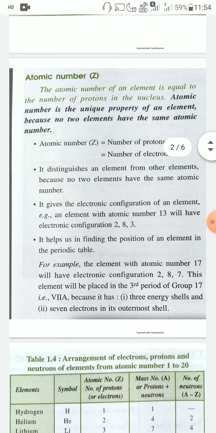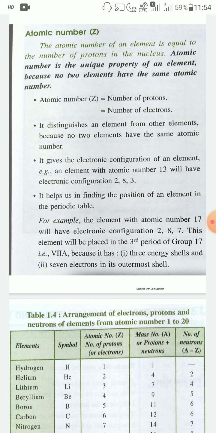Now, some terms you have already learned in lower classes: atomic number. Atomic number is the number of protons in the nucleus of an element. Atomic number is the unique property of an element because no two elements have the same atomic number. You have to remember it: among atomic number, atomic mass and neutron number, atomic number is the unique property.